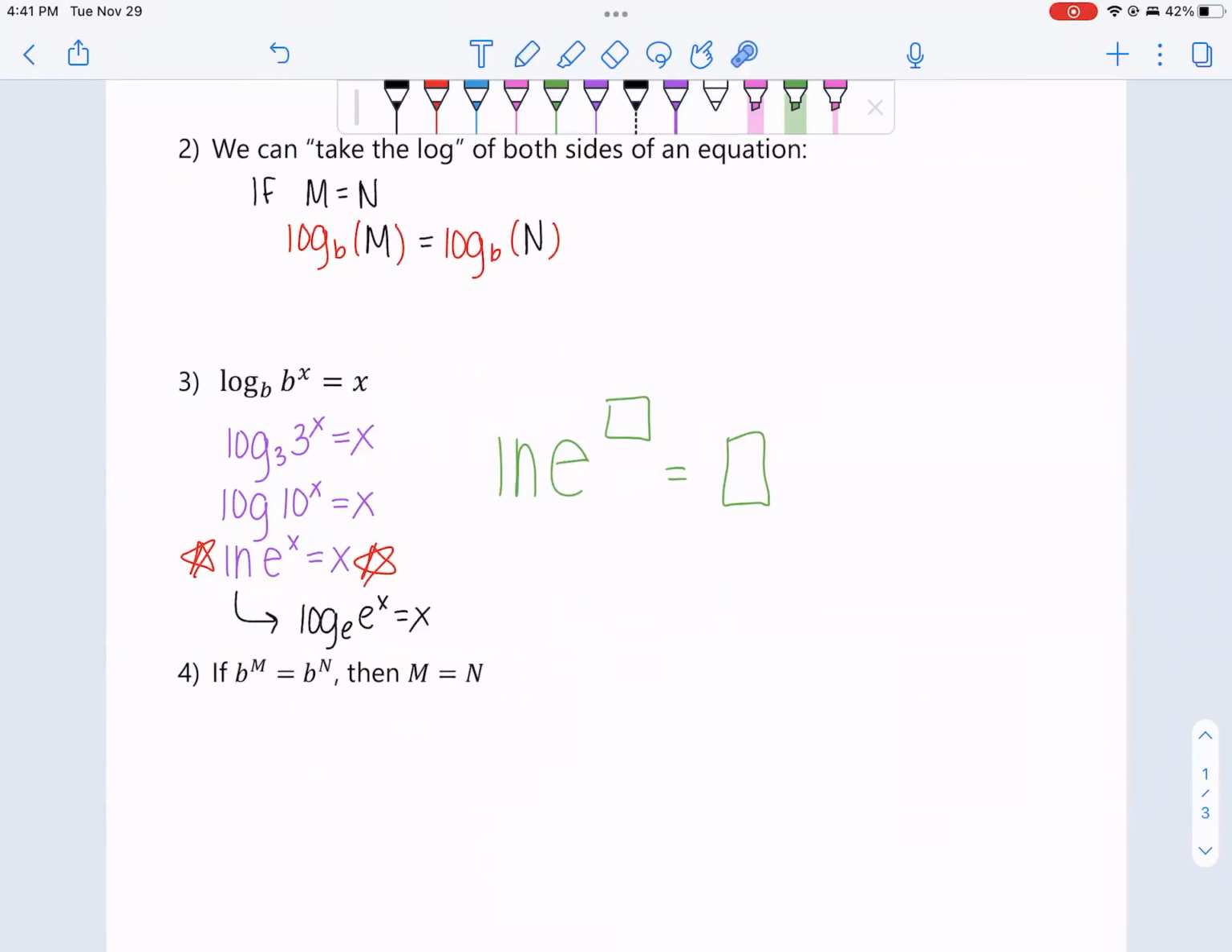Final thing we need to know about exponential equations is that if you have two bases equal to one another and they have exponents, same base, different exponents, or the same exponent, who cares? It shouldn't be the same. But the bases are the same. We can take the exponents and set them equal to one another.